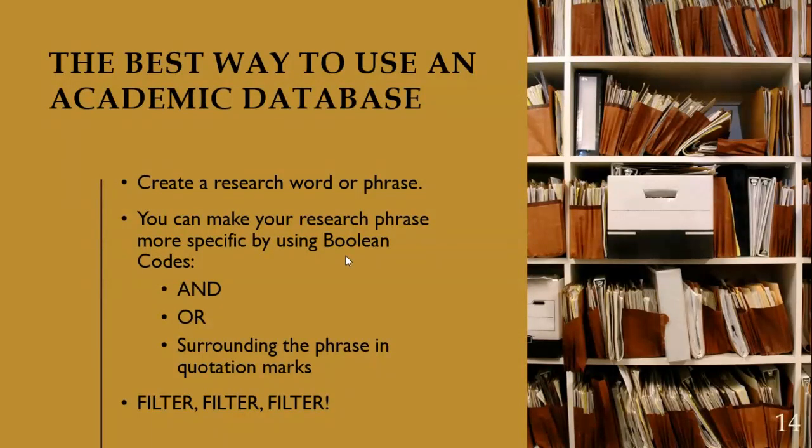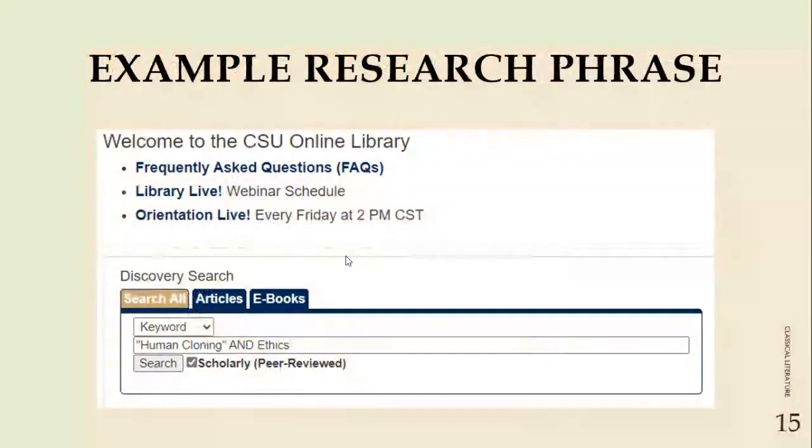So you want to create a research word or phrase. Doesn't need to be long, doesn't need to be complex. It just needs to capture the fundamental essence of what you're trying to learn. And then you can use Boolean codes or you could use quotation marks, and I'll explain what those are on the next slide, to further specify what you're looking for. And then filtering. Filtering is the most important thing when it comes to using an academic database, because you're going to have a bunch of results, and the ones at the top aren't always necessarily the most relevant or helpful.